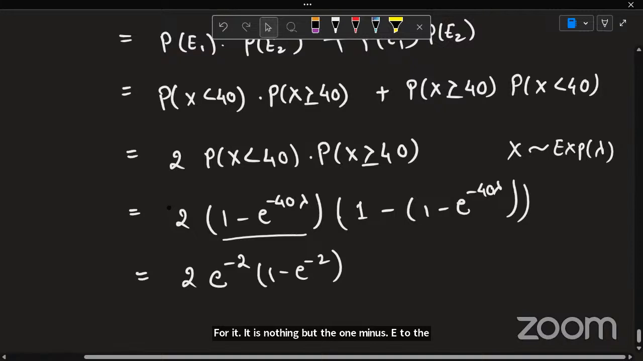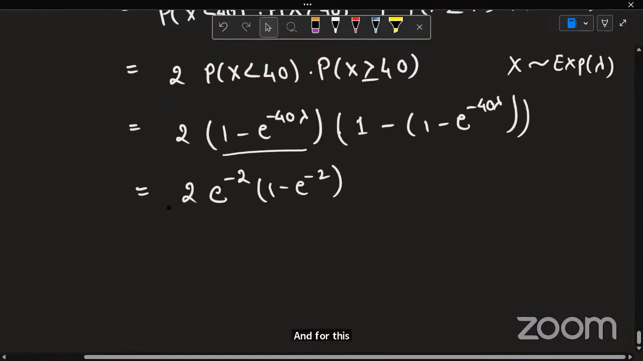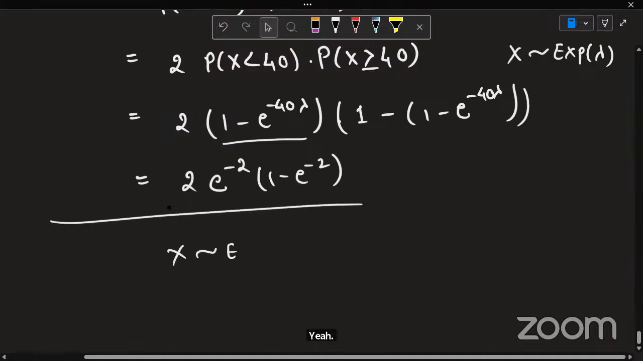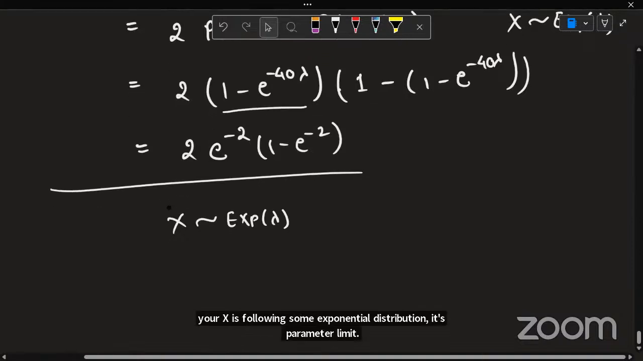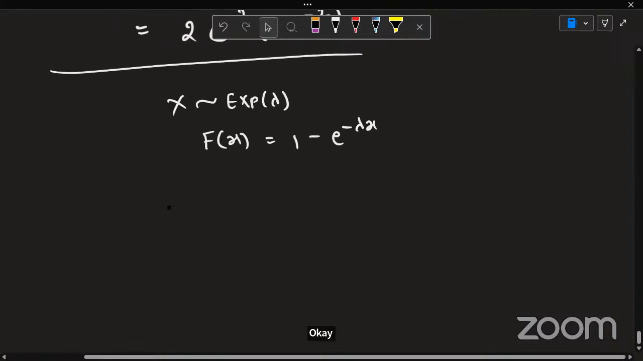Ma'am, can you elaborate a little bit on the formula part, what you have directly calculated? Yeah. If your X is following some exponential distribution with parameter lambda, then its CDF will be F of x is equal to 1 minus e to the power minus lambda x. Fine. So yeah, that's what we have done.